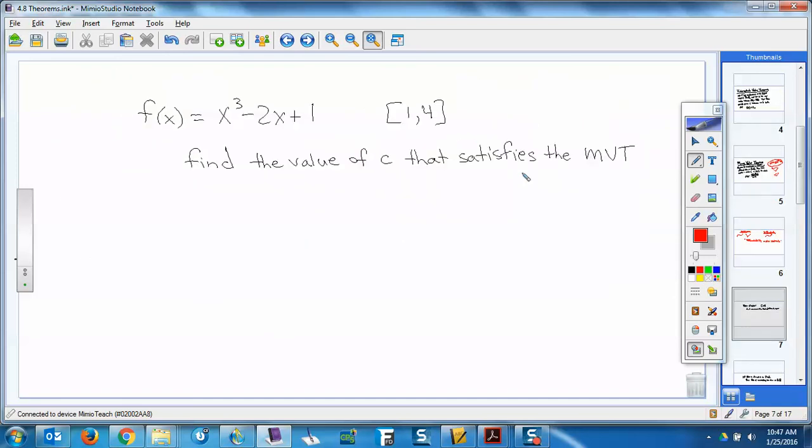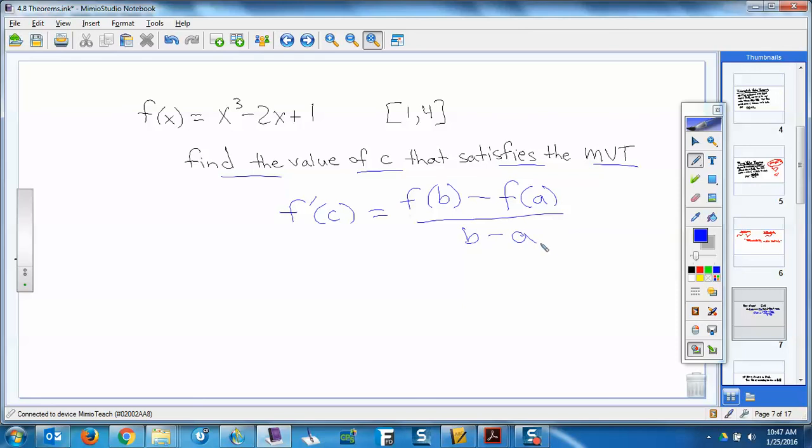Okay, so here's just a basic mean value theorem problem. Find the value of C that satisfies the mean value theorem. So what do you think we would do? Here's the mean value theorem. Again, it's important to remember this. This is the only one of those theorems where you actually have a formula to use. There's the mean value theorem right there, the conclusion. So what do you think you would do?